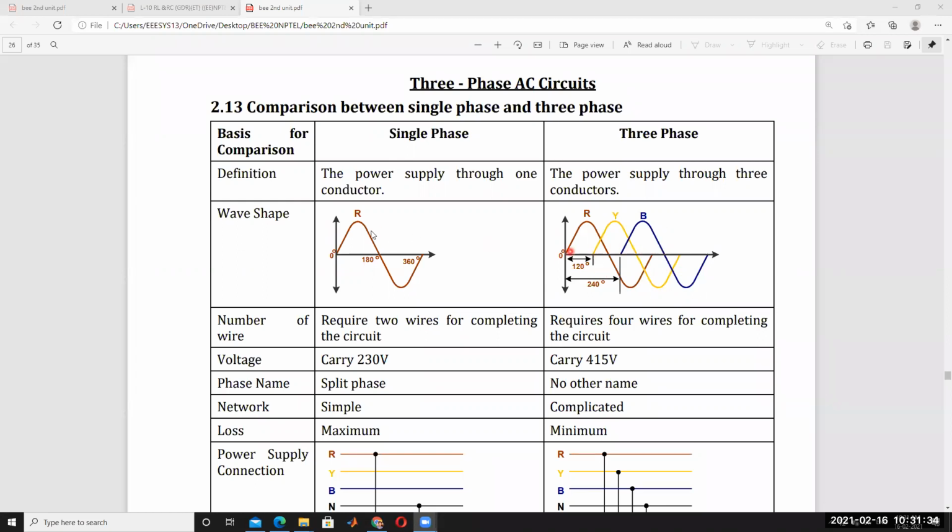Same as single phase. In single phase, only one wire we have to take. That is called single phase. So, the maximum operating voltage of a single-phase system is 230 volts only. Only 230 volts we have to take in a single phase.